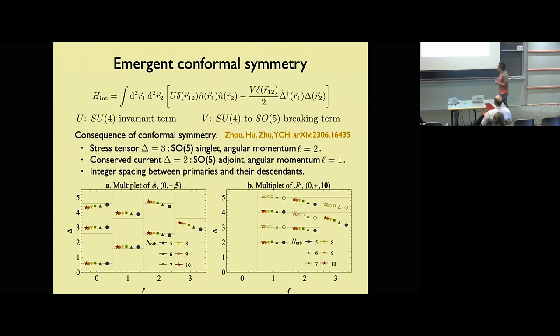Yeah, so that's a good question. So here, basically, what we did is that we try to find a point where we have both a stress tensor and a conserved current, or in other words, the gap will have a ratio like 2/3.